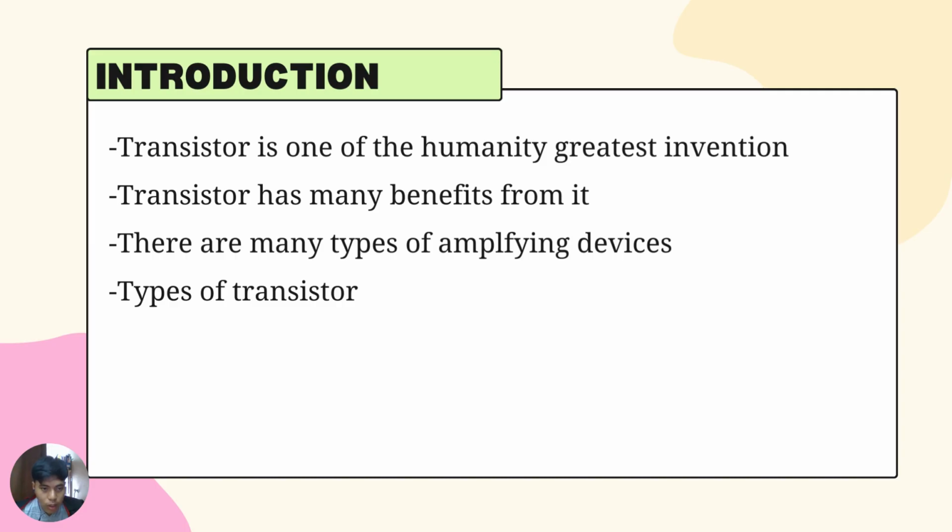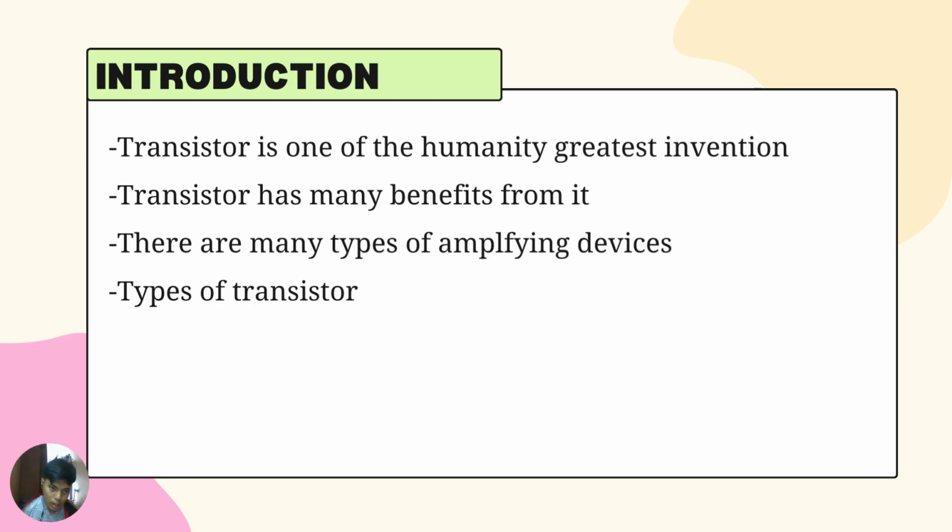For our introduction, the transistor is one of humanity's greatest inventions, because these small electronic components create many benefits. Before the creation of the transistor, we used the vacuum tube, but it's not as reliable as the transistor, because the transistor has a smaller size, low power consumption, and higher reliability.